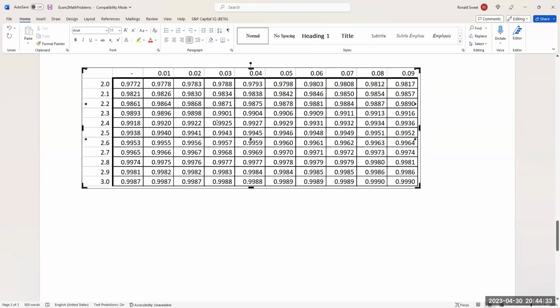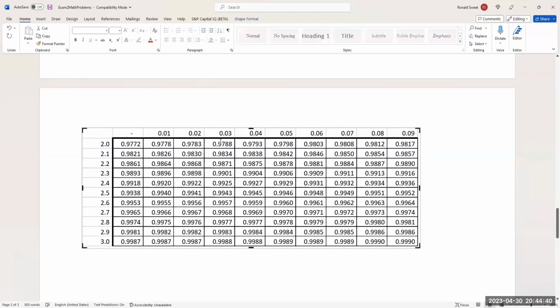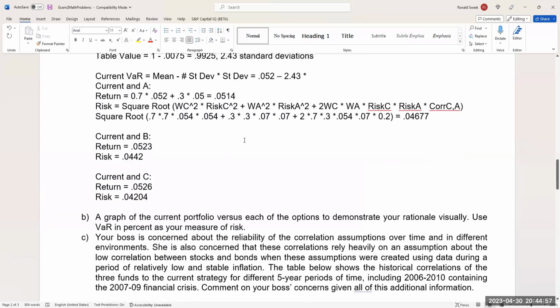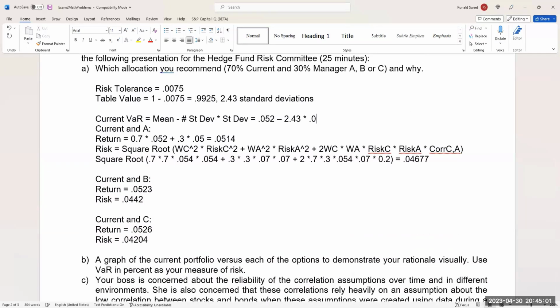We go to the table and look for 9925. 9925 is right there, 2.43. So our table value is 2.43 standard deviations. So if we're looking for the VAR, it's going to be the mean minus the number of standard deviations, 2.43 times our standard deviation. Our standard deviation is 5.4. That gives us a VAR. Remember, we do it in absolute terms. It's going to come out as a negative number, but you type it as an absolute number. And then in dollars, it's going to equal 0.0792 times 10 million. That's going to equal 792,200.